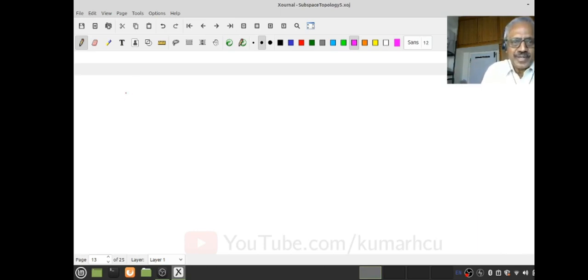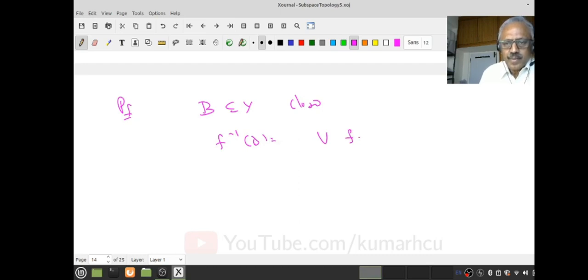Now how will I write a proof? The proof is again the same. Let B be closed, then observe f inverse of B is the union of f inverse of B intersected with Ai, for i in I.